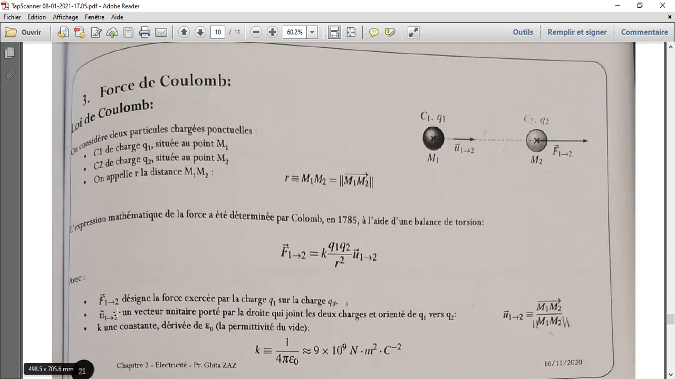This is a vector which is towards what? The vector depends on where the charge is being exerted, where the charge is being caused. You see that Q1 is the one which is causing the force on Q2. So the vector will be from 1 to 2.